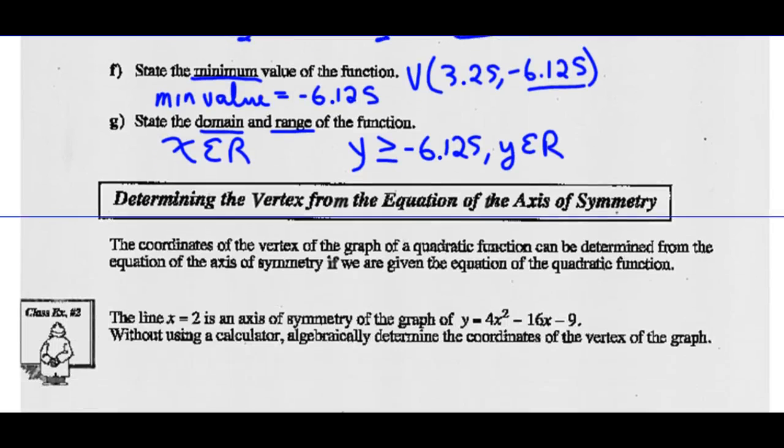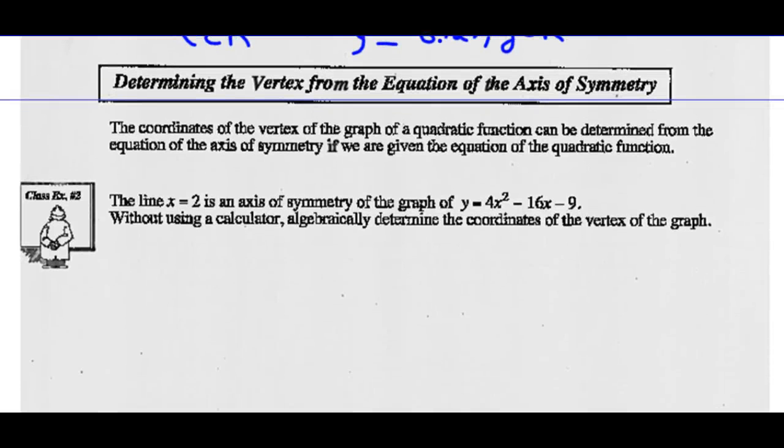Determining the vertex given the equation of the axis of symmetry. So the coordinates of the vertex of the graph of a quadratic function can be determined from the equation of the axis of symmetry if we are given the equation of the quadratic function. So the line x equals 2 is an axis of symmetry for the graph y equals 4x squared minus 16x minus 9. Without using a calculator, algebraically determine the coordinates of the vertex of this graph.